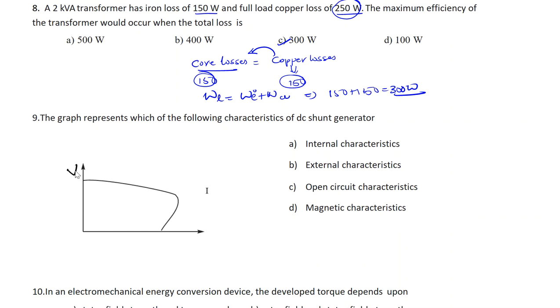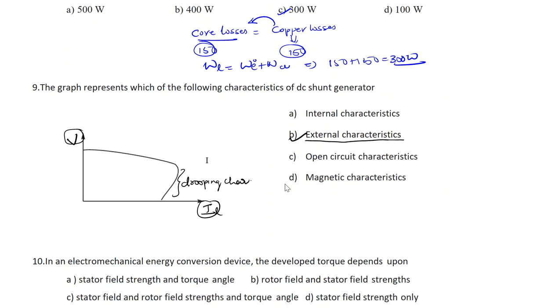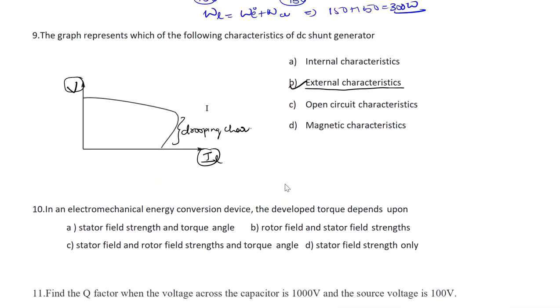So in this question, the voltage is here, right? The graph represents which of the following characteristics of DC generator. Okay, so here some mistake is here. Okay, typing mistake, voltage and current here. Now the answer for this question is external characteristics. The external characteristics are drawn between the terminal voltage and the load current IL we can say, and it will have a drooping characteristics here. So drooping characteristics are available in only external characteristics. So the answer is B here. Next question here.